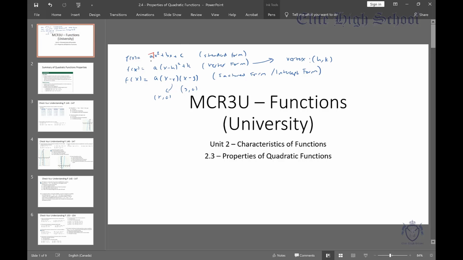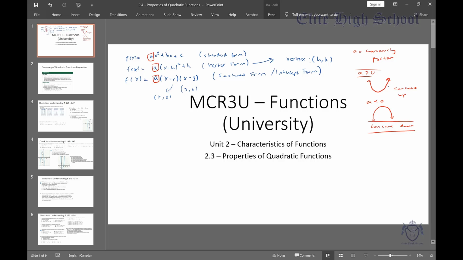In all of these cases, this a value here is called the concavity factor. What a concavity factor means is, if a is greater than 0, the parabola, which is the graph of the quadratic function, is going to be concave up. If a is less than 0, the parabola is concave down. So this is concave up. This is concave down. This is something that you want to understand, and this is true for all of these different forms of the quadratic function. So it's important to understand the concavity of it.